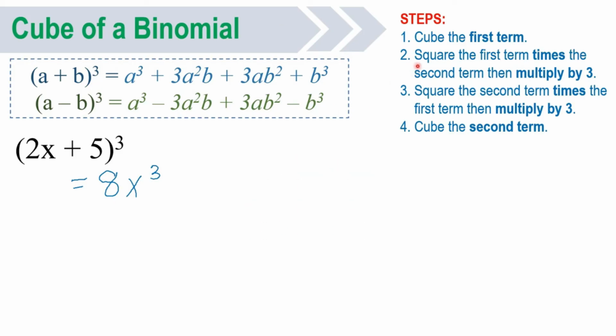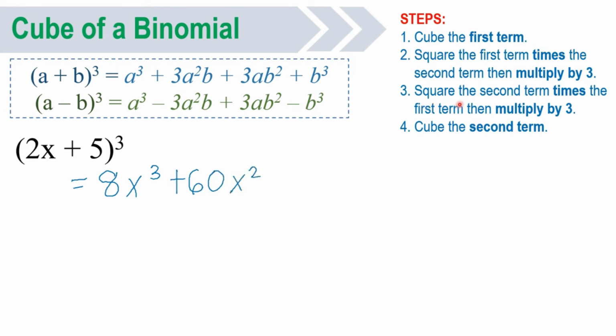Then, second step, square the first term. So that is 2x times 2x, and you will have 4x squared. Then, times the second term. The second term is 5. 4x squared times 5, that will be 20x squared, because 5 times 4 is 20. After that, multiply by 3. So 20 times 3, you will have positive 60x squared.